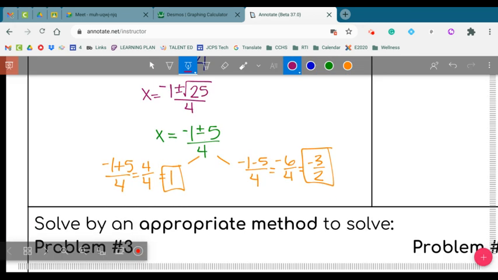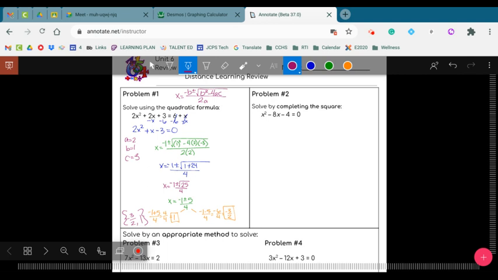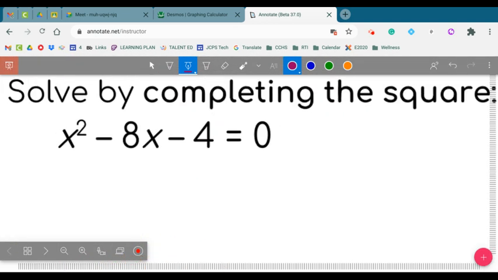So those are my two solutions. I'm going to write those in a solution set. And that's how we solve with the quadratic formula. Let me know if you guys have any questions over that. Next one we have to do by completing the square.